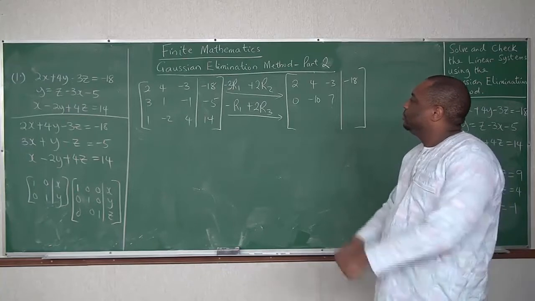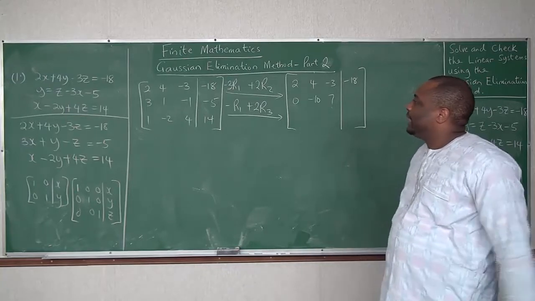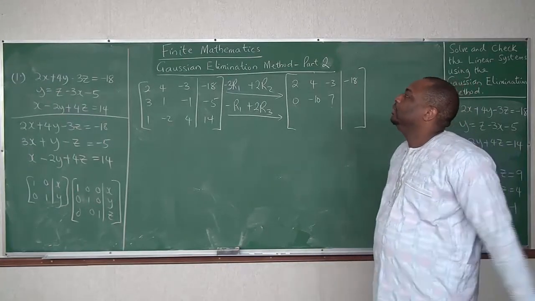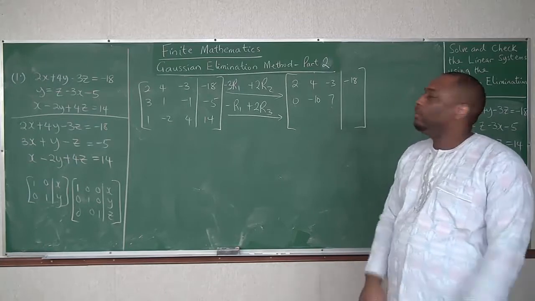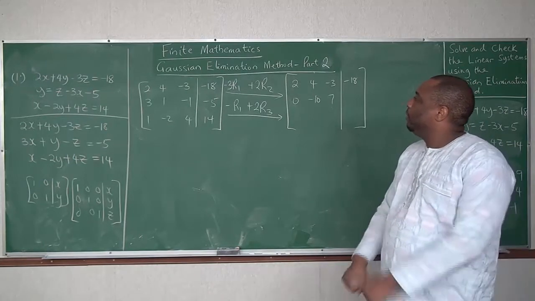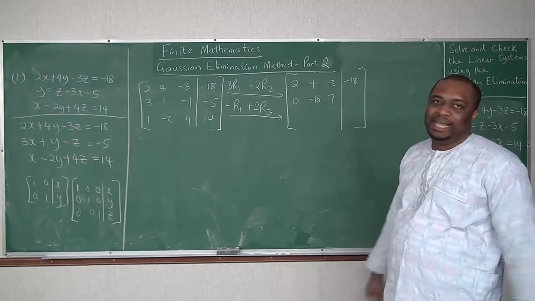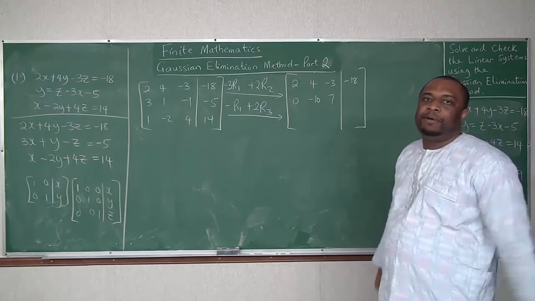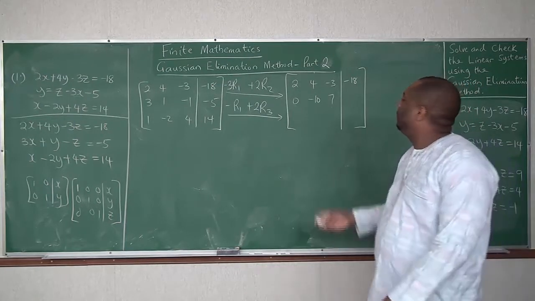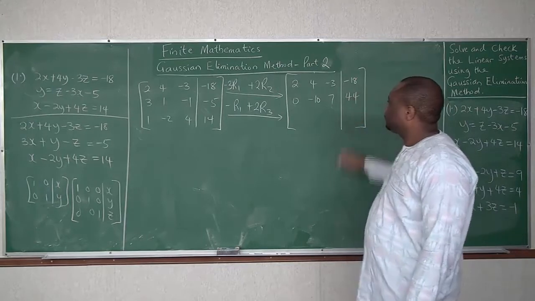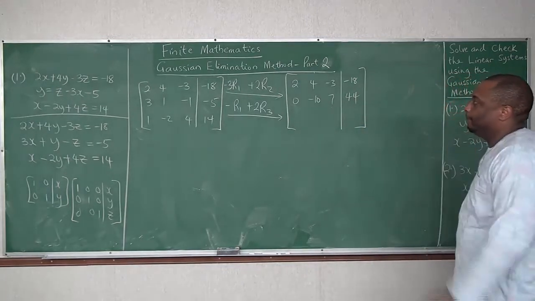9 minus 2 is 7. Negative 3 times negative 18 will give us 54. 54 minus 10 is 44. Right?